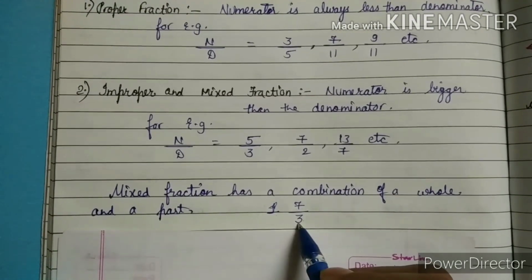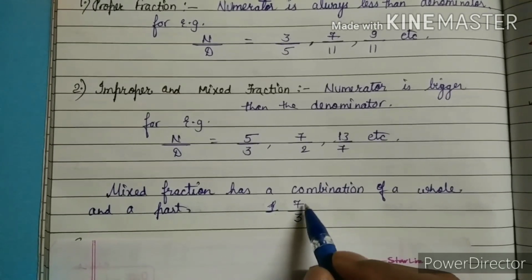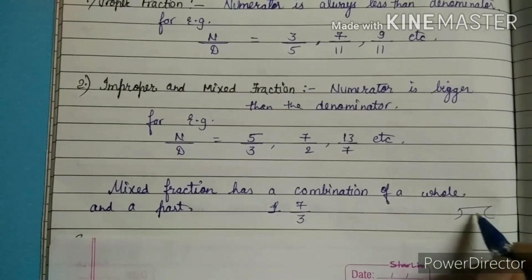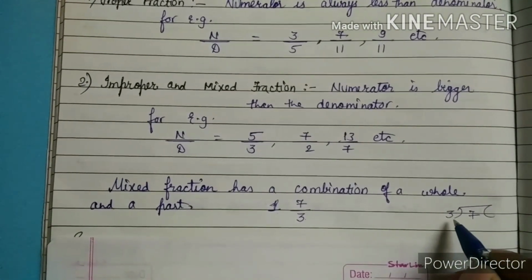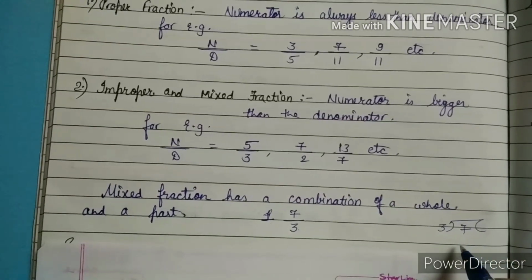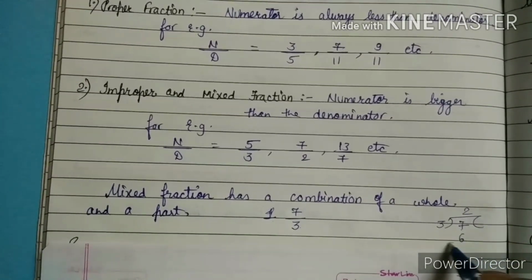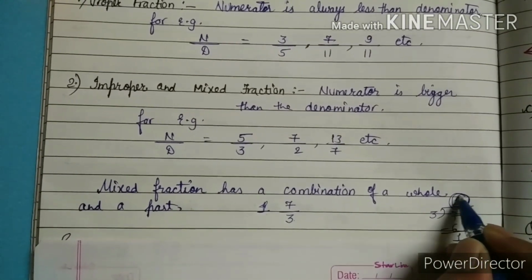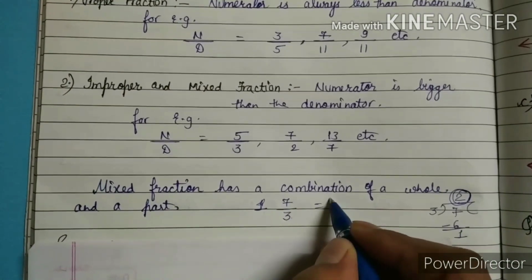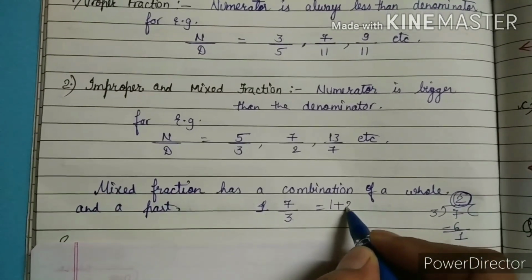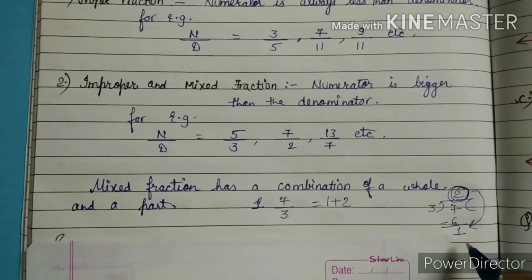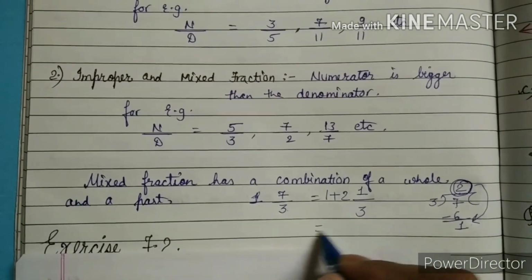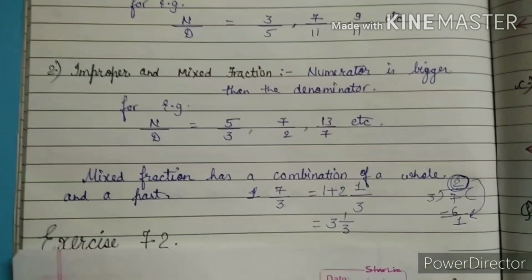But when you look at it, 7 by 3 is again an improper fraction. So when you divide 7 by 3, 3 twos are 6, 2 is the quotient, 7 minus 6 is 1. So how many whole parts have come here? Again 2 parts are here. So 1 plus 2. Now the fraction will come in the form of 1 by 3. So its answer will come 3 and 1 by 3.